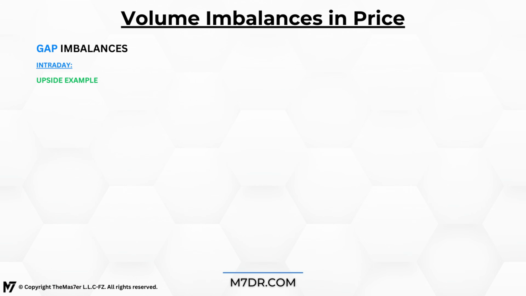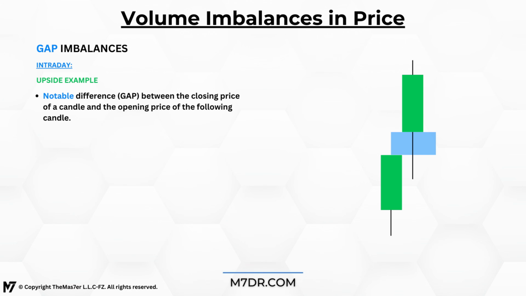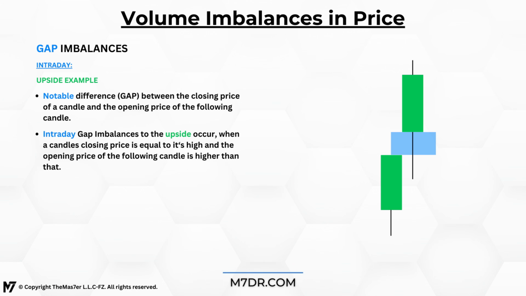Now we're coming to the more important one, especially when it comes to intraday trading, which is what I define as the intraday gap imbalance. Visually, there is a small difference, but a huge one when it comes to future price action. We have a notable difference, or a so-called gap, between the closing price of a candle and the opening price of the following candle. Intraday gap imbalances to the upside occur when a candle's closing price is equal to its high and the opening price of the following candle is higher than that.